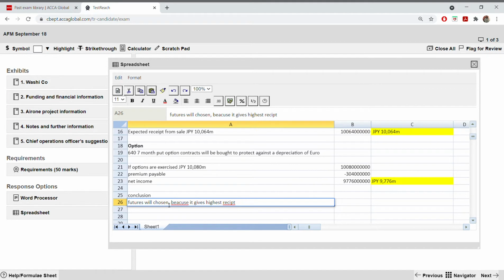It will be chosen to hedge the expected euro receipt. Because if I write future receipt, again it's a confusion. There are two futures. One is the future, the time future, the other one is the hedging method. So future will be chosen to hedge expected euro receipt because it gives highest receipt. This line is enough. One line you need to make. For 1 mark you'll be getting to write this conclusion because the question asked what is the preferred hedging method.